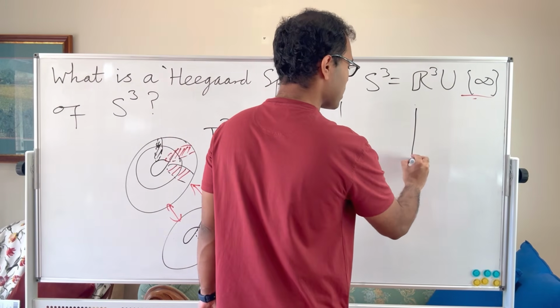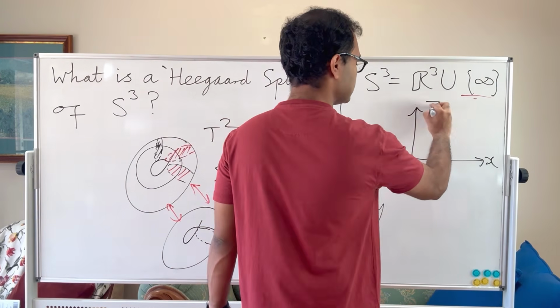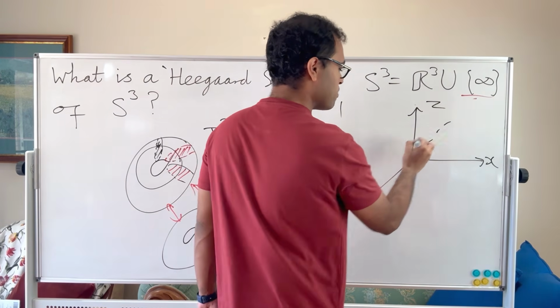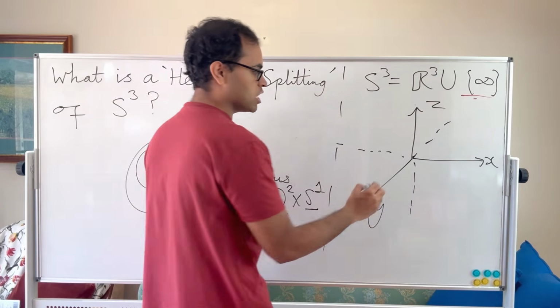So again, we're going to draw R3. You've got the X, Y axes, you've got the Z axis. This is going to be a lot of fun, but just bear with me and drop a comment down below if you have any questions or thoughts. It's fun to have discussions about this.